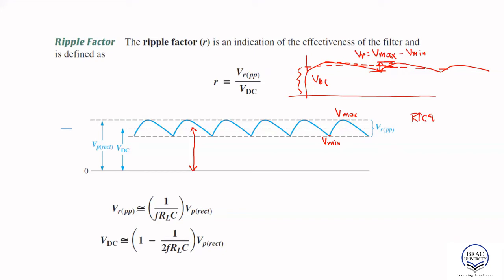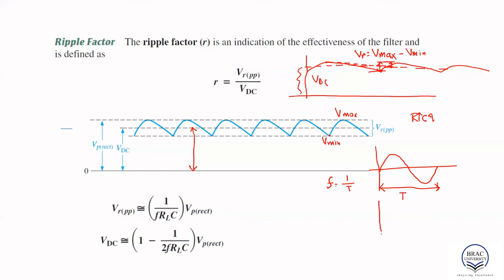So mathematically, VR we found out is 1 over F RL C. R is the value of the resistance parallel to the capacitor, and F is the frequency of the signal. Now for a half wave rectifier, F is equal to 1 over T, where T is the time period.